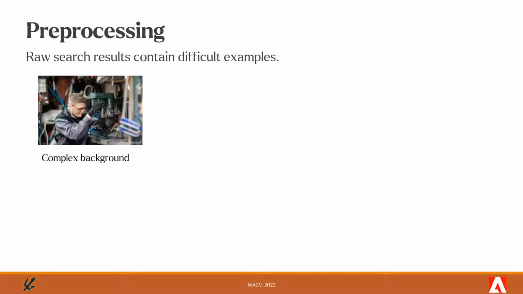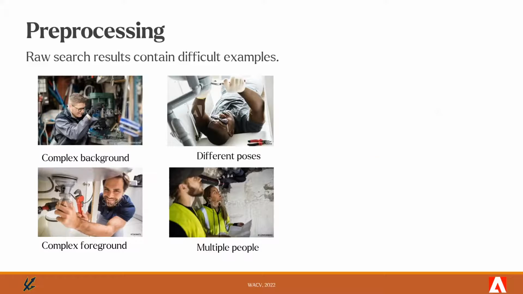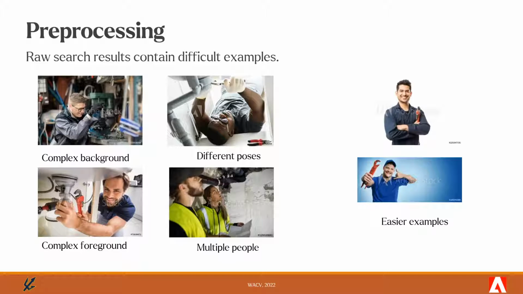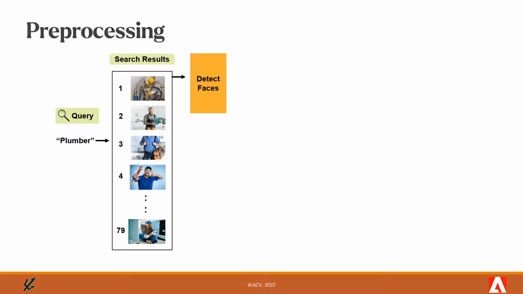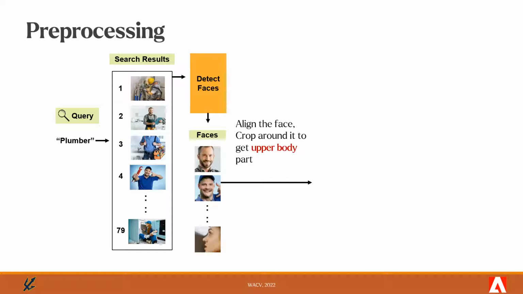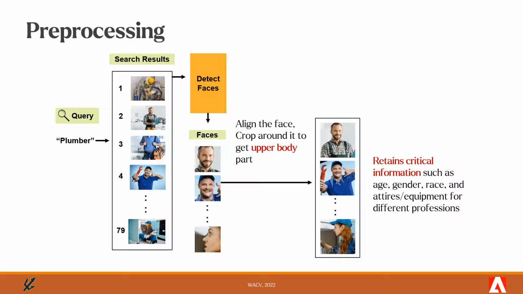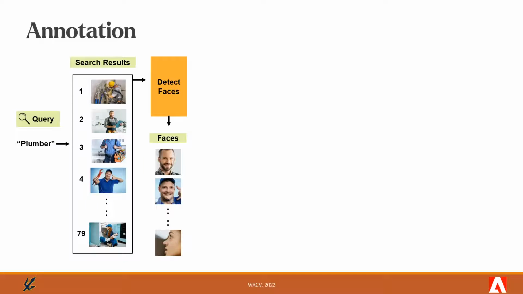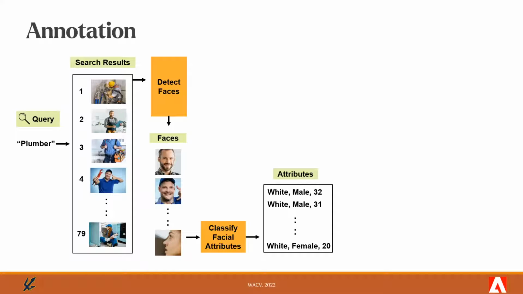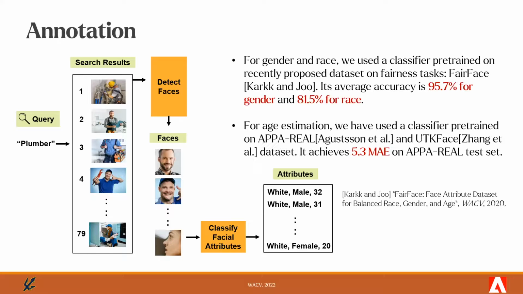The raw search results contain typical examples, but there are also some simpler examples, which inspired us to build a pipeline so that we can detect. We first detect the faces, align the faces and crop around the face to get the upper body part, which returns critical information such as race, age, gender, and we also did some manual curation. We can also annotate the face dataset to classify the facial attributes such as race, gender, and age.